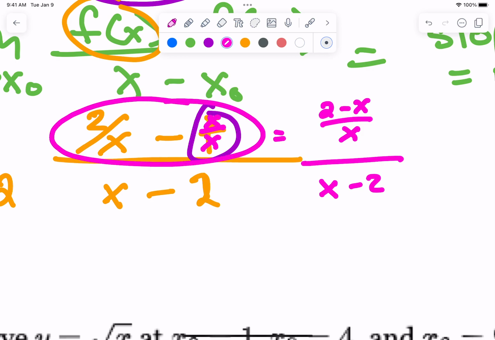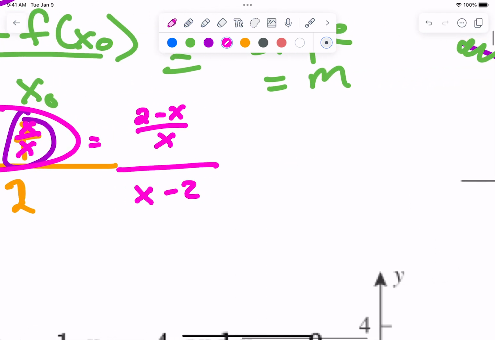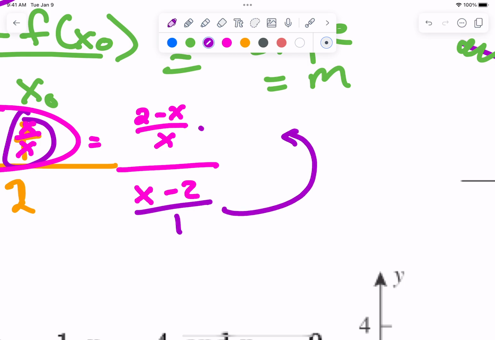Can we eliminate by flipping it over? Okay, let's try it. Let's flip this. So what's this guy as a fraction? This guy would be over 1, right? If we flip him to the top, we're multiplying by 1 over x minus 2, right?